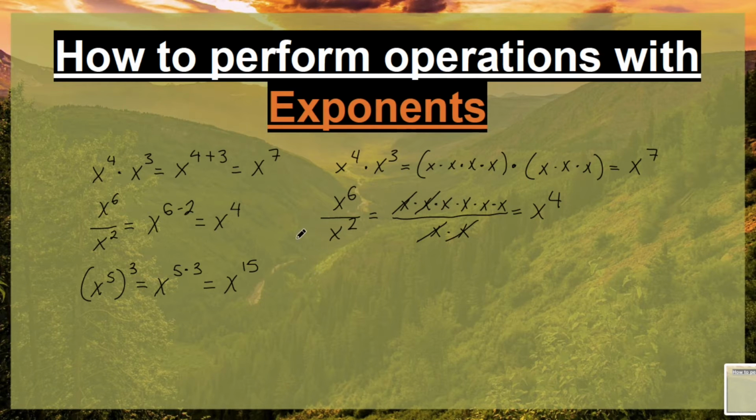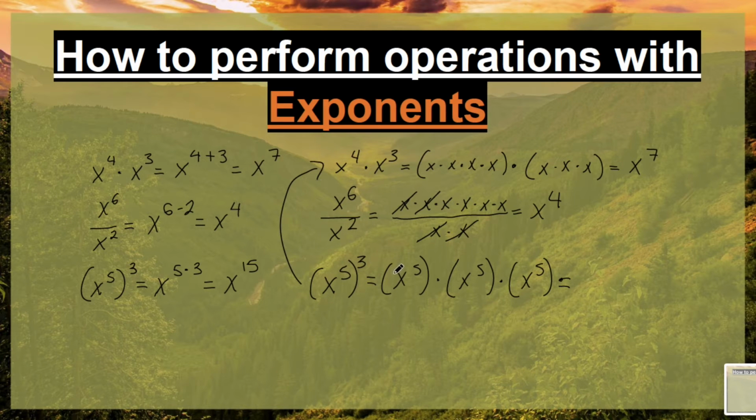Lastly, x to the 5th raised to the third power. So this is x to the 5th multiplying by itself 3 times. And if we look at what we did in the first example here, we can see that we'll get x to the power of 15.